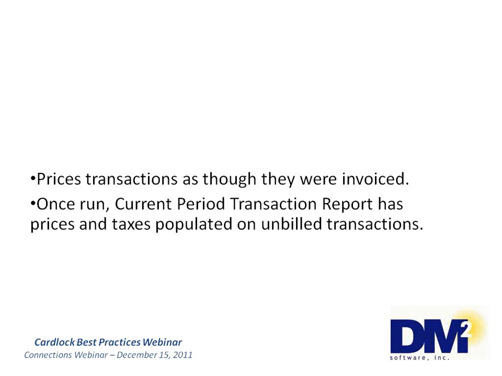So what does it do? Well, it prices transactions as though they were invoiced. And once it's run, the current period transaction report has prices and taxes populated on the unbilled transactions. I'm sure y'all have in the past figured out that if you wanted to run the current period transaction report, you had to go preview invoices and run through the whole invoice run, and then you could run your current period transaction report to see taxes and prices on it. But pricing only does all that in a fraction of the time.